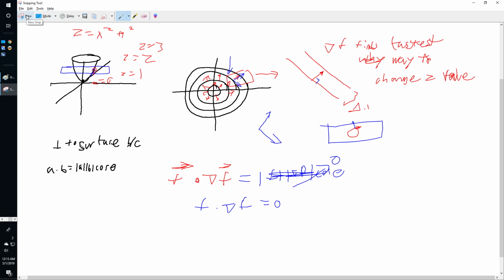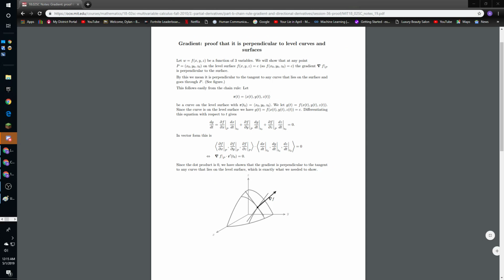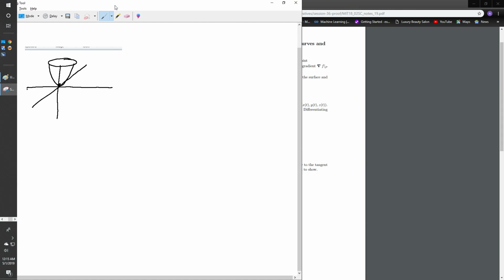So if I retake this image, this is my function f, and the gradient vector is going to be the normal, because f dot gradient f is equal to 0, since cosine 90 is 0. So the gradient vector gives you the vector of steepest change, and it'll also give you a vector that's perpendicular to the surface. That's pretty important. That's why when you want to calculate the... let me just take a picture.